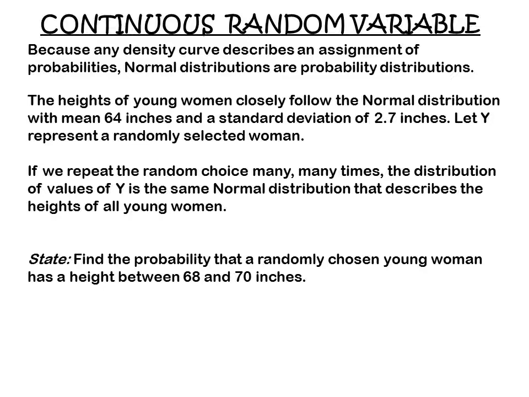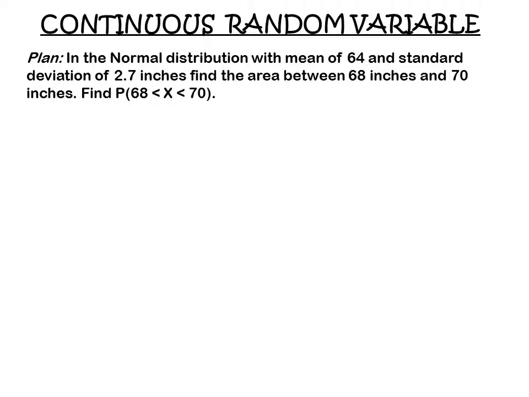So let's find the probability that a randomly chosen young woman has a height between 68 and 70 inches. In the normal distribution with mean of 64 and standard deviation of 2.7 inches, we're finding the area between 68 inches and 70 inches, or the probability of 68 less than x less than 70. Remember, since it's a continuous random variable, we could put equal signs below the inequality signs. It means the same thing.